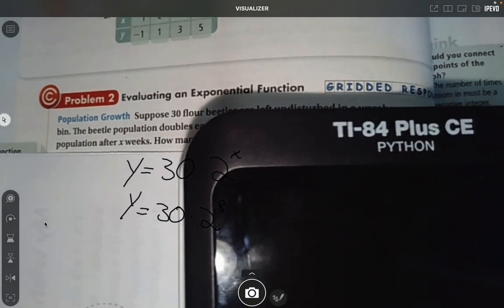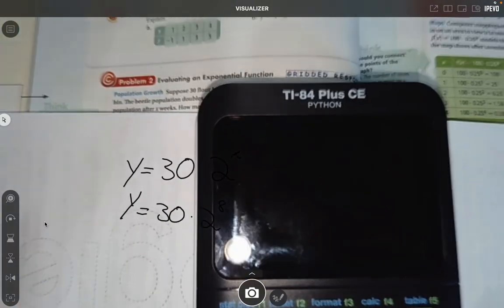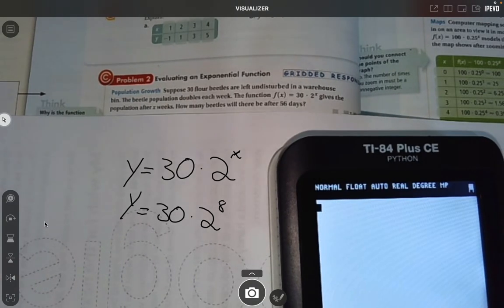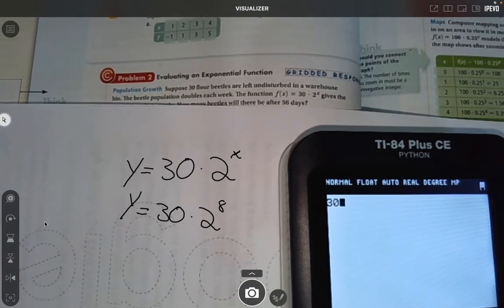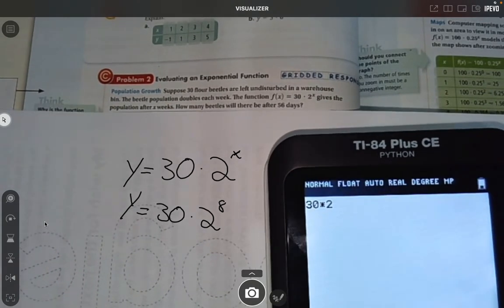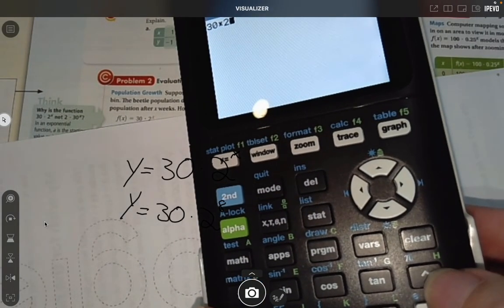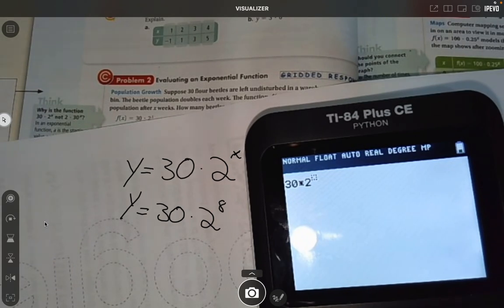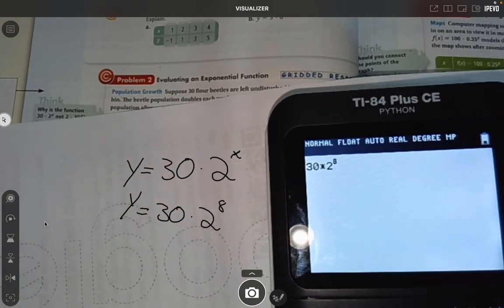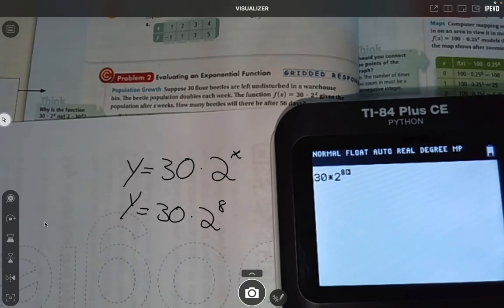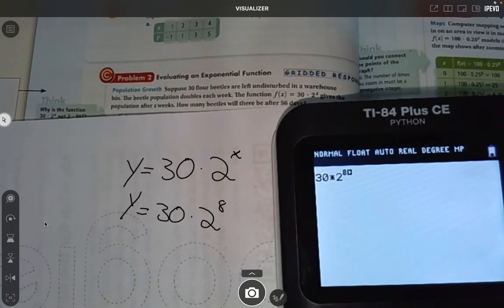Some of y'all might have different calculators than me. If I type in 30 times 2, and then press this little up arrow, do y'all see that little up arrow right there? If you have this kind of calculator, and then I type in 8, it makes it the exponent. If your calculator is a little different, it might show the up arrow, that's fine.